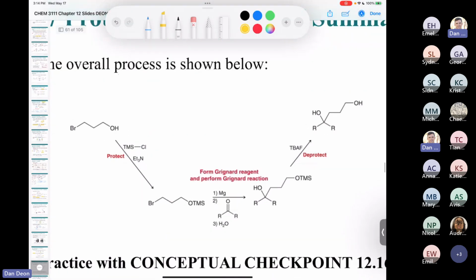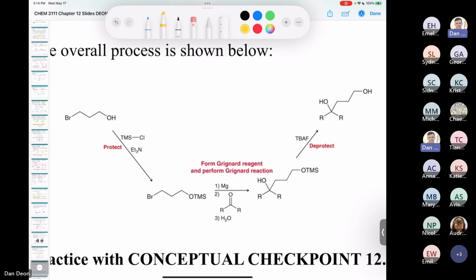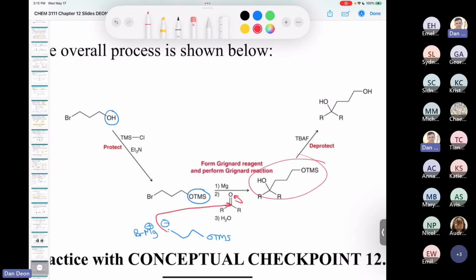All right, so here's the overall process of protection. So we take our alcohol group, we protect it as a silyl ether. That enables us to do our Grignard chemistry, right? We first treat it with the magnesium. So that would give us OTMS, right? We have our negative charge, and then we would have our magnesium cation over here, right? And then that's going to act as a nucleophile. It can attack our ketone, and then we do a protonation. It's going to give us the tertiary alcohol, and then to remove that, we use TBAF, or you could use H3O+, and there you go.